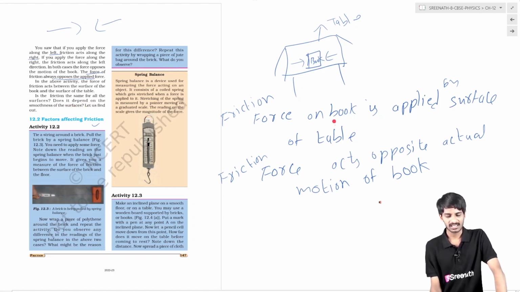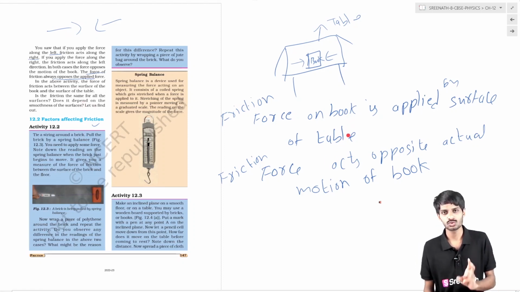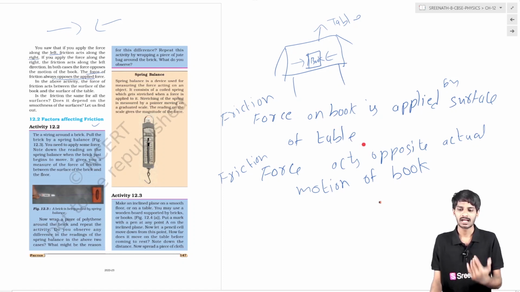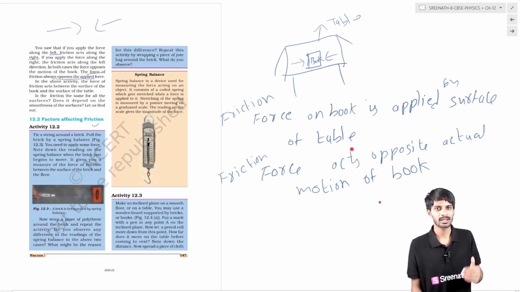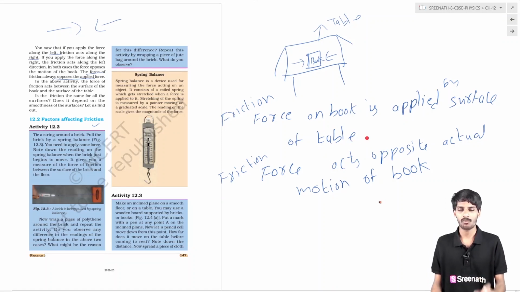So that is about friction. Friction is a force which acts when two surfaces are in contact. And another thing we have to remember is that frictional force always acts in the opposite direction to the actual motion. These are the two things you have to keep in mind. That is about the first topic, students. We have completed the first topic.